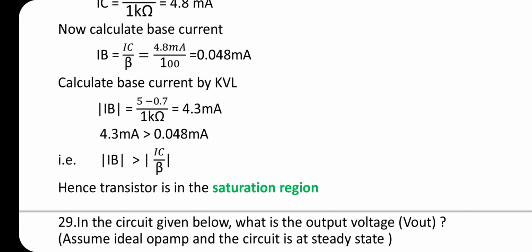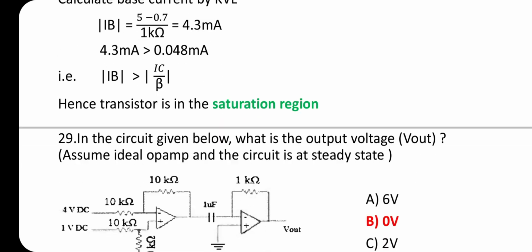Then find base current by KVL. So next we are calculating by KVL. Modulus of IB equal to (5 minus 0.7) by 1K equal to 4.3 milliampere. Here 4.3 milliampere is greater than 0.048 milliampere. That is, modulus of IB is greater than modulus of IC by beta. Hence the transistor is in the saturation region.